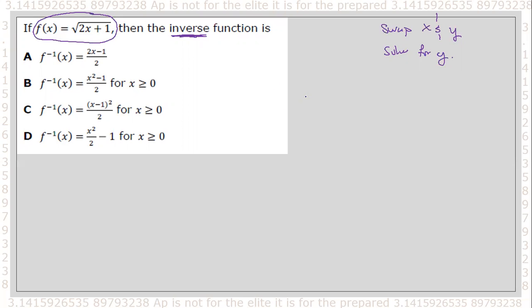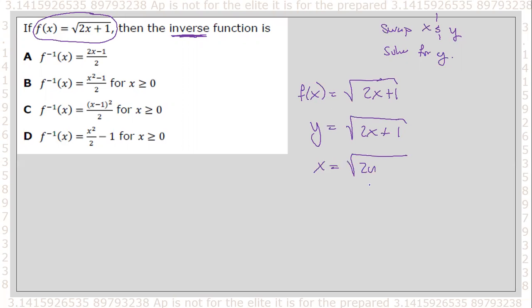So we have f of x is equal to the square root of 2x plus 1. We're going to go ahead and rewrite this so it could be y equals the square root of 2x plus 1. And remember, we have to swap. So now this is equal to x is equal to the square root of 2y plus 1. I'm going to go ahead and solve for y.